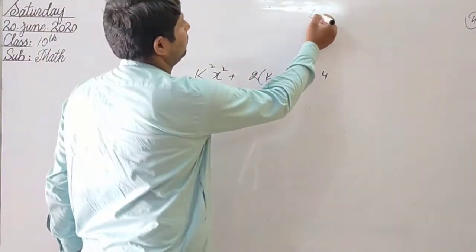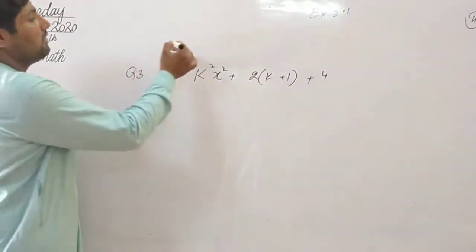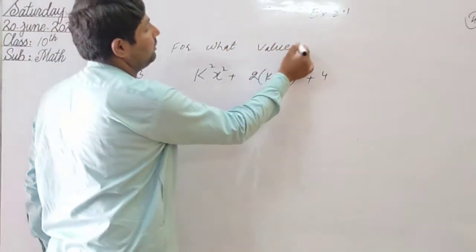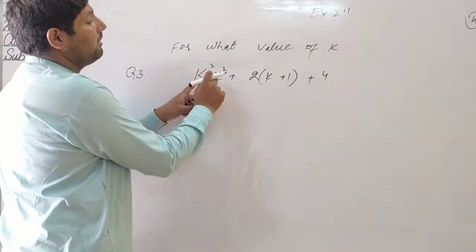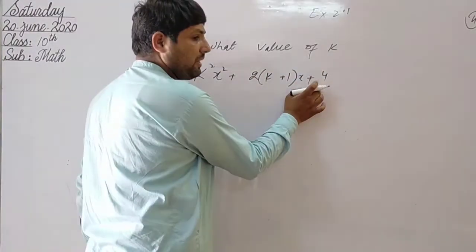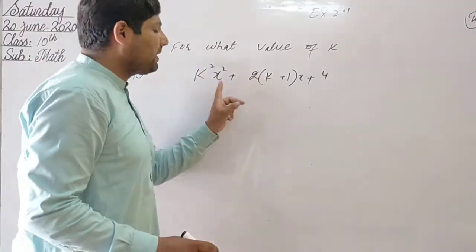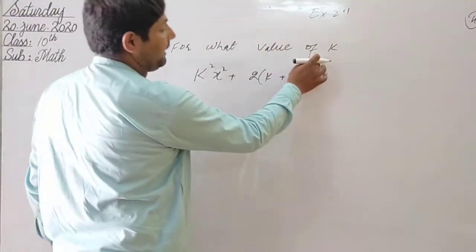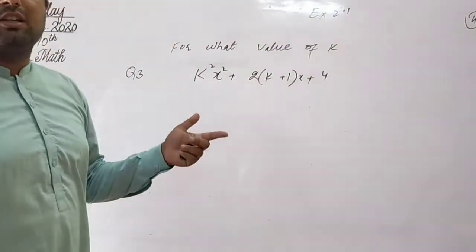Exercise 2.1, question number 3. For what value of k is the expression k square x square plus 2 into (k plus 1) into x plus 4 a perfect square? It means for what value of k this expression is a perfect square.